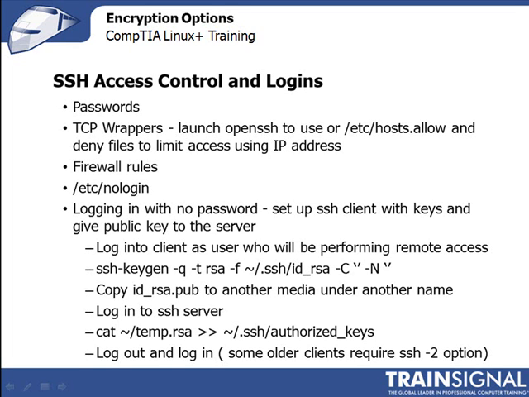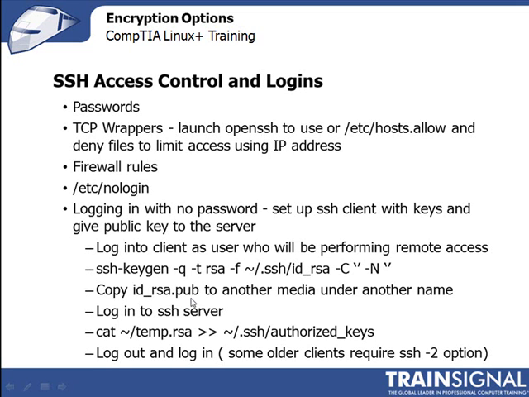Then you enter the command ssh-keygen -q -t rsa -f ~/.ssh/id_rsa -C '' -N ''. Then you copy the id_rsa file to the server using another name. Then you log into the SSH server and type your password.